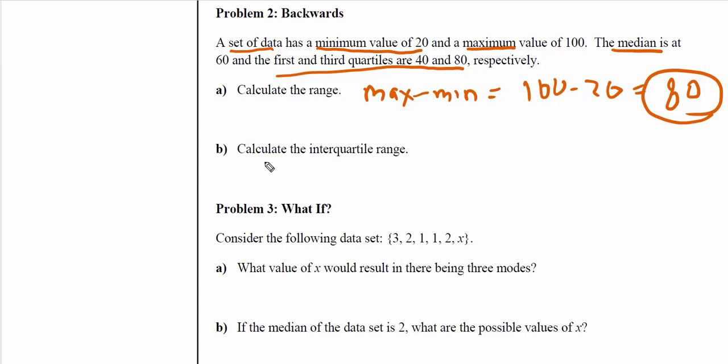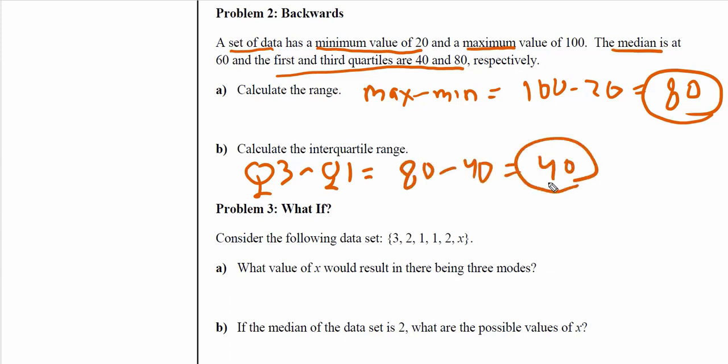Let's talk about the interquartile range. The interquartile range would be Q3 minus Q1. So this would be 80 minus 40, and this ends up being 40. So we have a data set with a range of 80 and an interquartile range of 40.